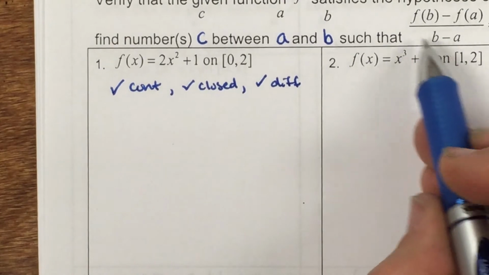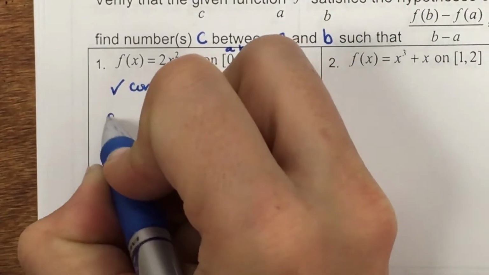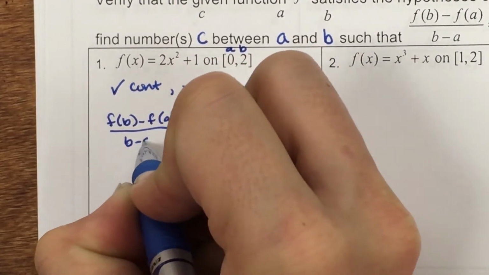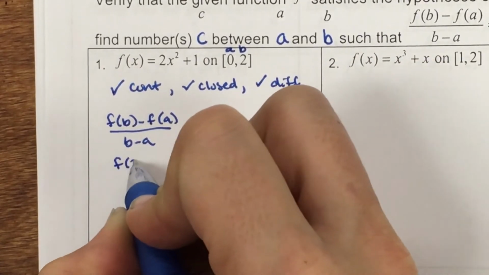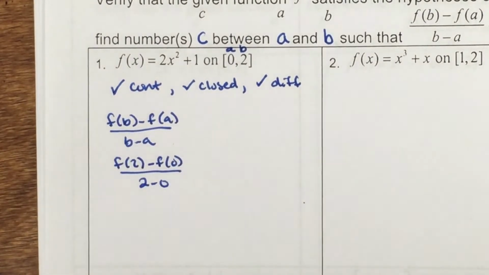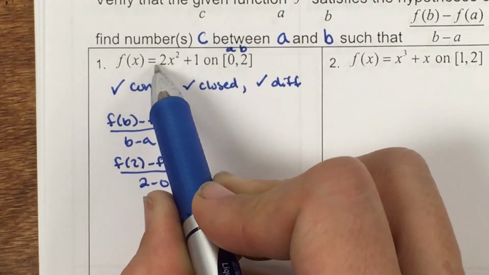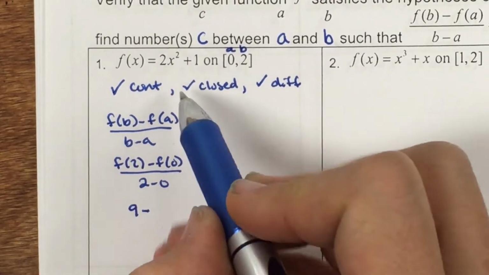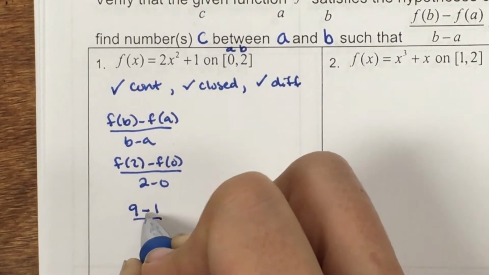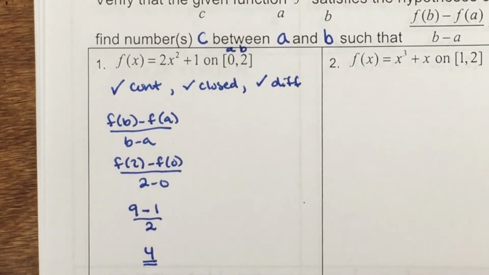So first we're going to find the average rate of change, which this is my A, this is my B. So it's f of B minus f of A all over B minus A. So we can plug in our points. We've got f of 2 minus f of 0 all over 2 minus 0. So to evaluate f of 2, we're going to plug in 2 here. 2 squared is 4 times 2 is 8. 8 plus 1 is 9. Plug in 0, you get 0 plus 1 is 1 all over 2. So 9 minus 1 is 8 divided by 2 will be 4. So our average rate of change would be 4.